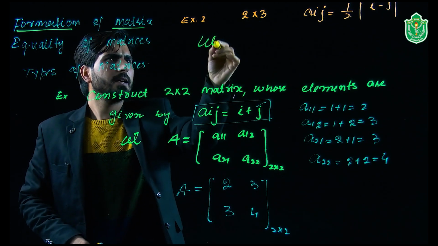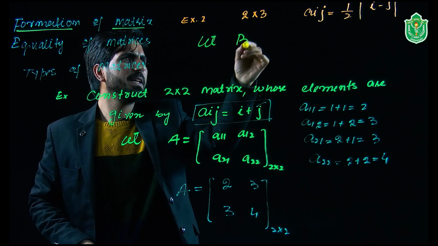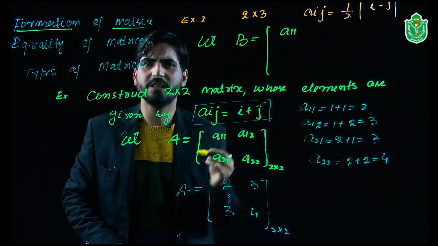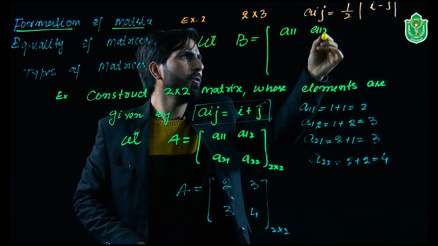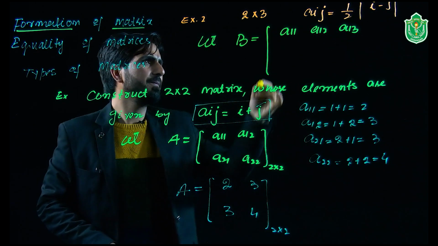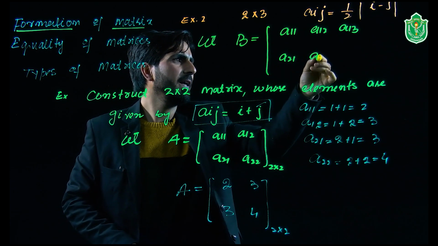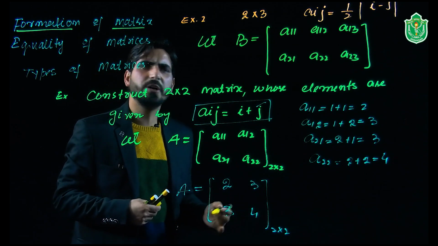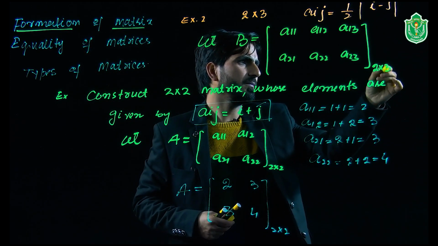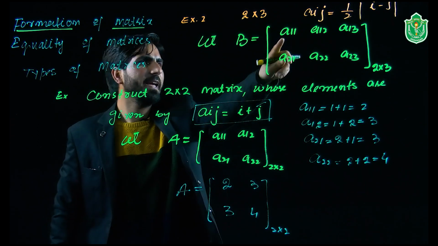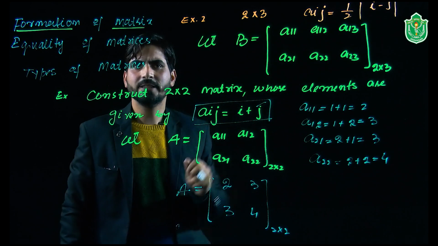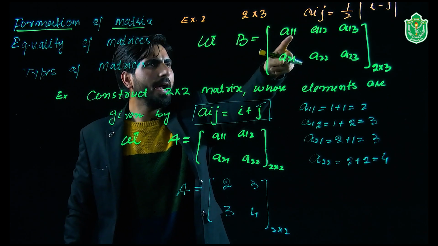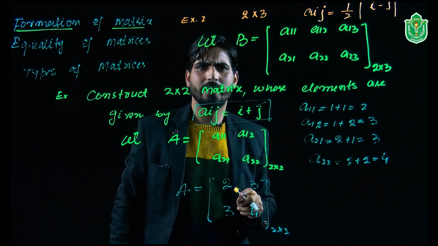Let the required matrix be B. Rows is 2, so I will write here A11, and columns is 3, A12, A13, A21, A22, A23. Let's suppose this is our 2 cross 3 matrix. We have to find the values of A11, A12, A13. What is the value of A11? So we have to put the value of i is equal to 1 and j is equal to 1 in this general formula. What will we get?